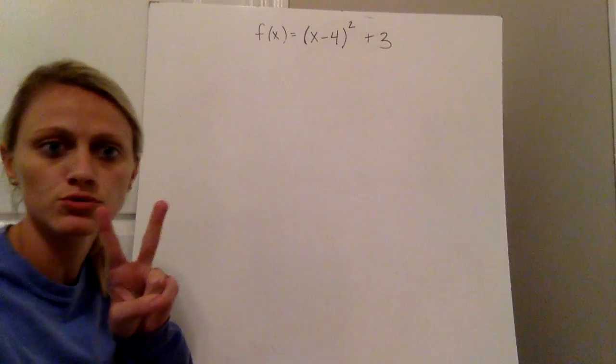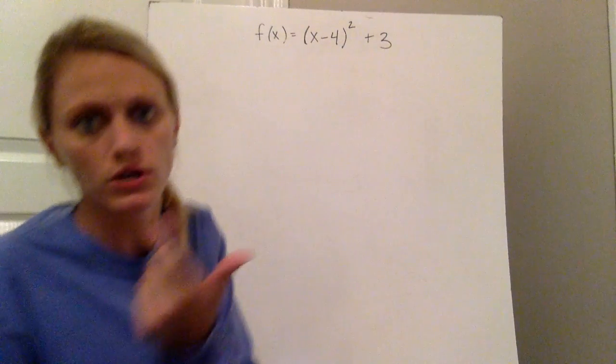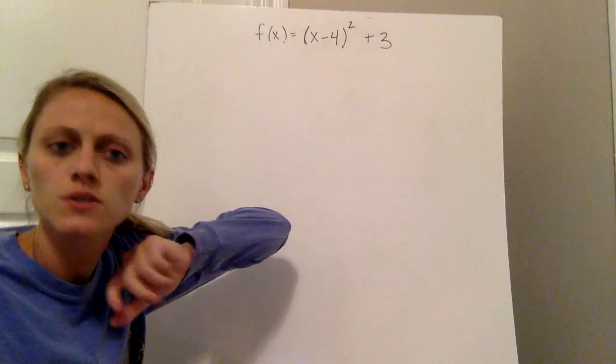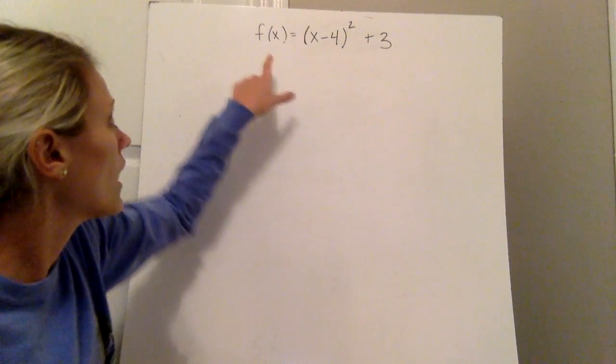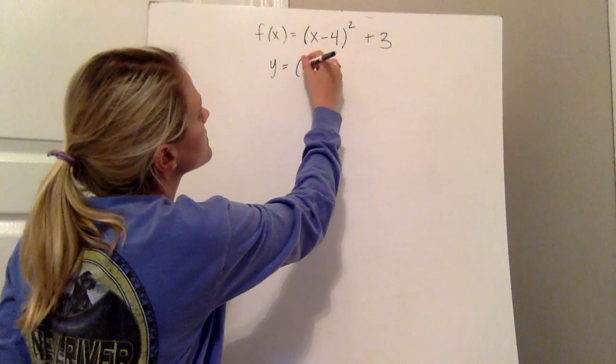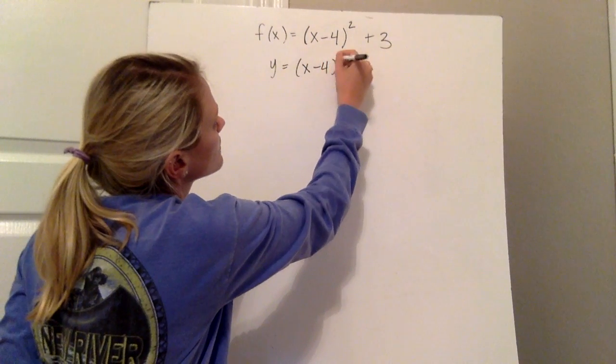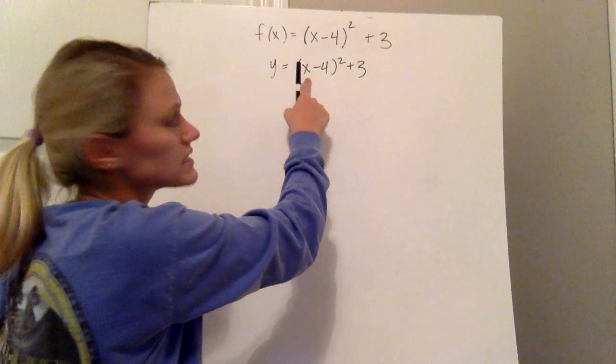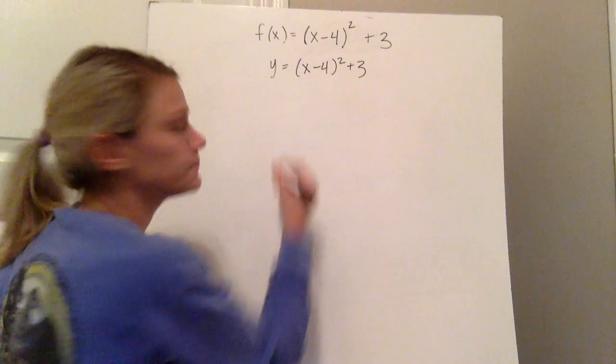So now we're looking at example 2. We're still looking at a quadratic function because we've got this squared here. We're just looking at the second example. So you guys know the drill. F of x becomes y. And then I switch the x and the y.